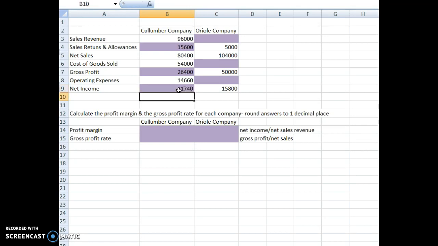Okay. Moving on to the Oriole company. Again, same thing. You're missing some amounts here. We don't have sales revenue, but we do have sales returns and allowances and our net sales. Same thing, add those to get your sales revenue. So this is going to be $109,000.